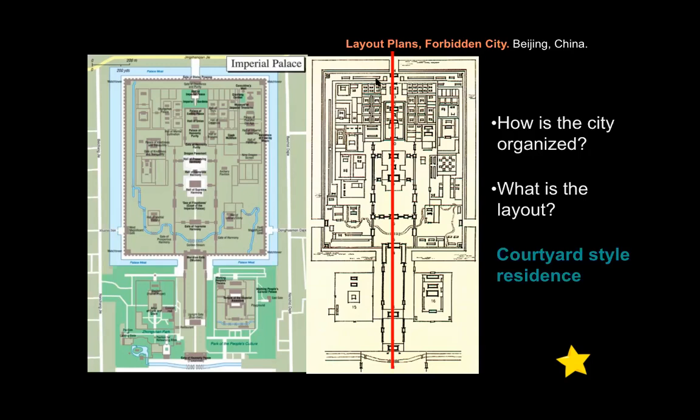And then that red line that I put there for you shows that it basically is directional, right? It has one major entrance that you walk through, and then it has symmetry on both the left and the right side of the plan.